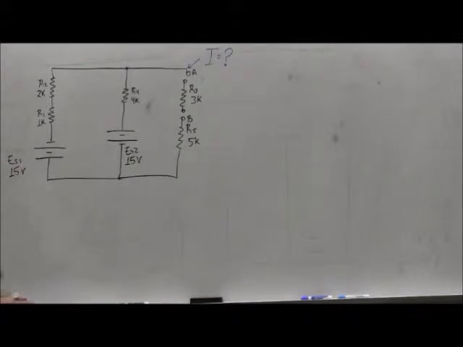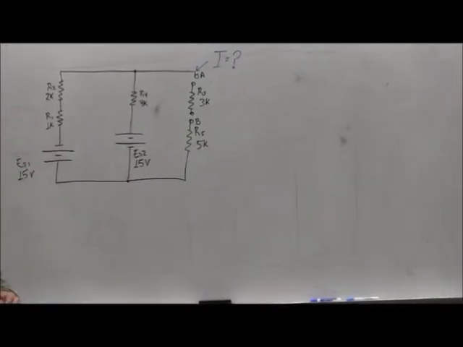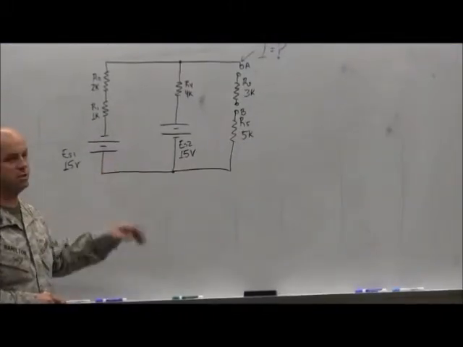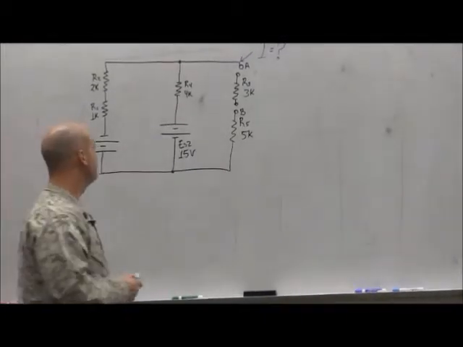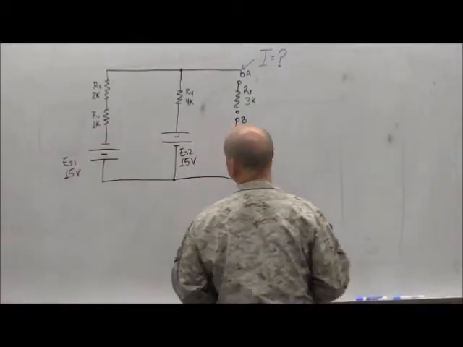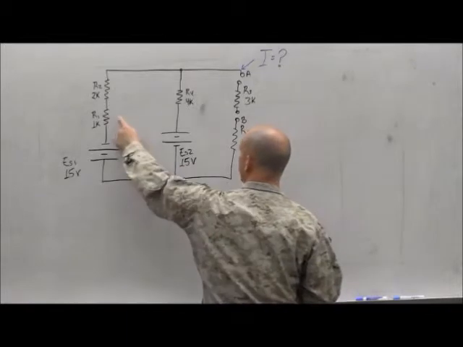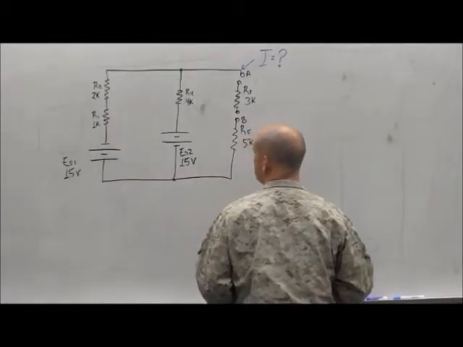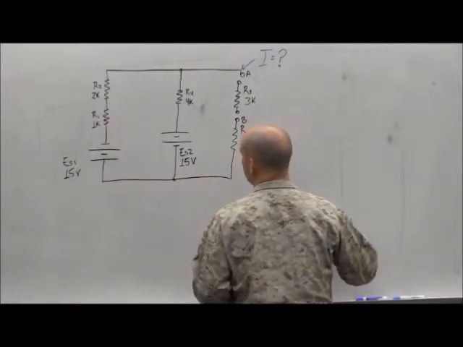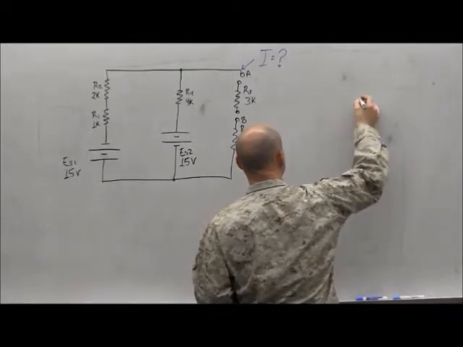So I can simplify this. Is R5 going to get any current? No. So if I were to do a circuit redraw, I could just have these two branches, right? So if I had just those two branches, can I treat this as one resistance? Which would be 3K, right? I'll call that REQ1.